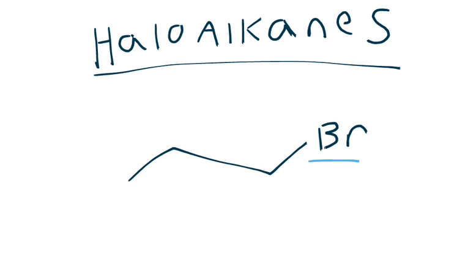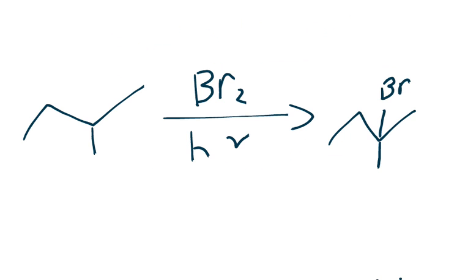And so there are several ways that we can go about making haloalkanes. The first way we can go about making it is by applying Br2 in the presence of hν. hν is represented by this symbol down here. hν is pretty much just light. It's a fancy way to say light or heat.